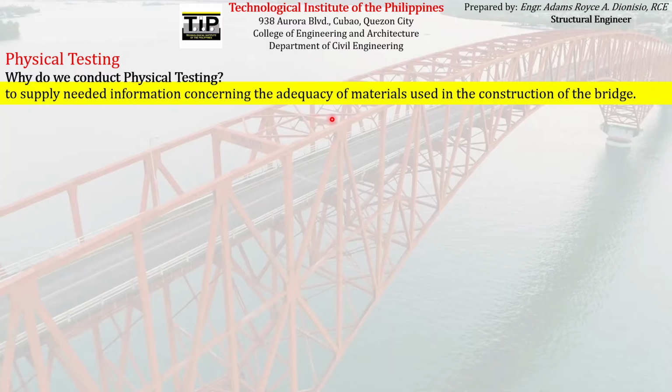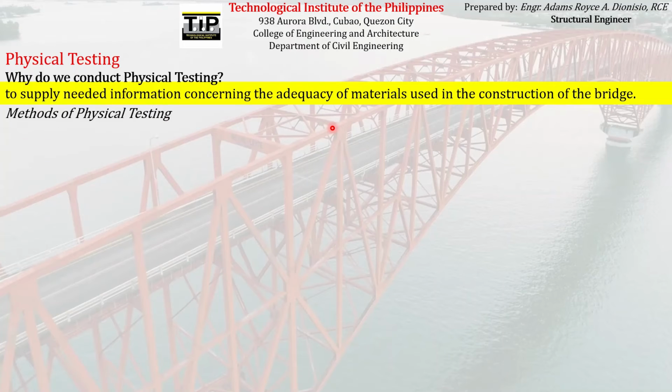Although it's not limited to the construction of a new bridge, we also conduct physical testing on existing bridges to have a knowledge on the present performance or adequacy of the materials that are used as components of that particular existing bridge. So overall, we conduct physical testing to have information about the materials that are used in the construction of a particular bridge or highway project.